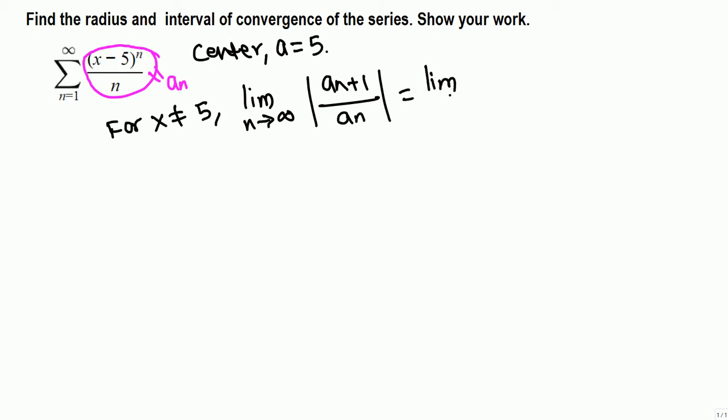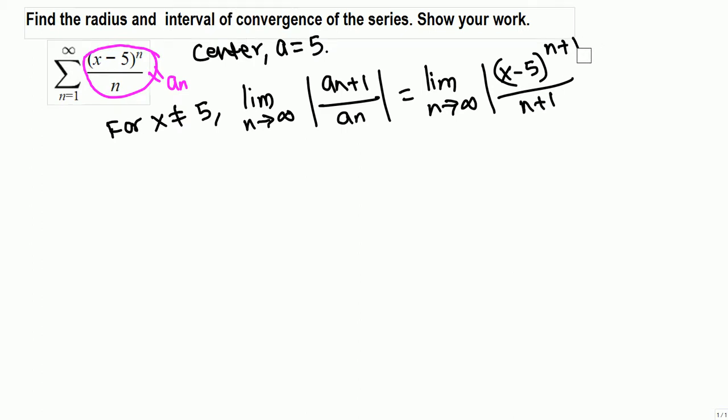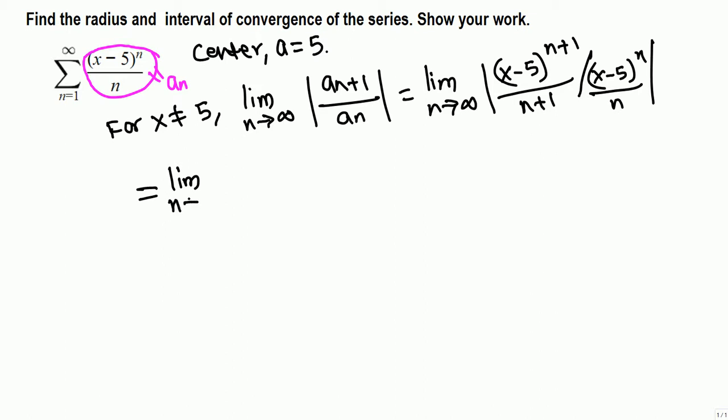which is the same as the limit as n goes to infinity of a n plus 1. This is an, so a n plus 1 is just replacing n by n plus 1. That's x minus 5 raised to n plus 1 over n plus 1, divided by an, which is x minus 5 to the n over n. Let's work on this limit as n goes to infinity.